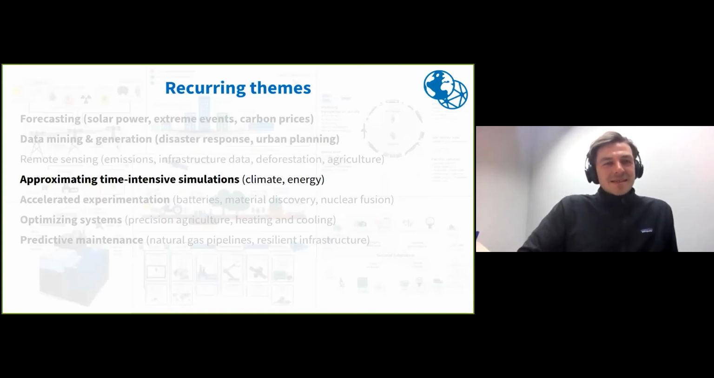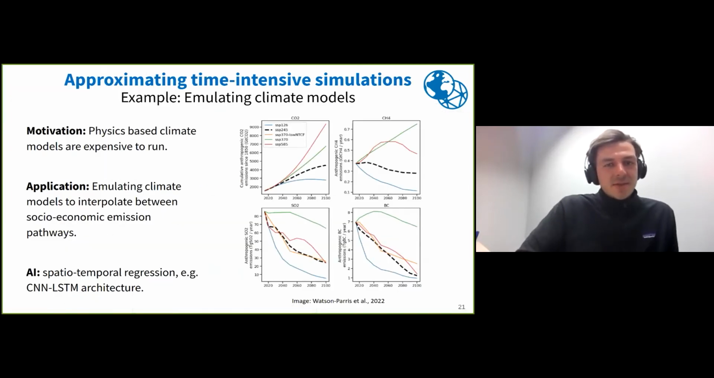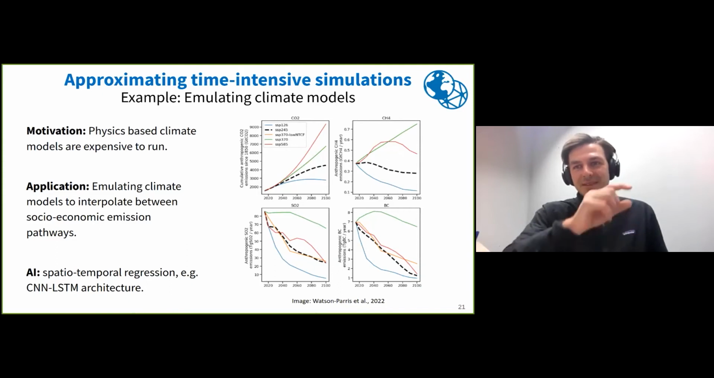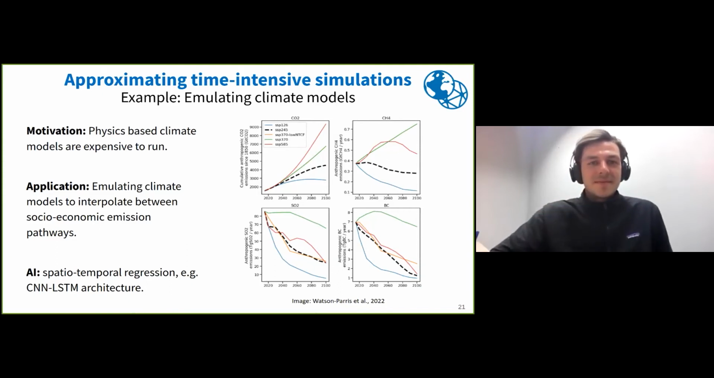So the next topic is approximating time-intensive simulations. And the example I show here, this research that I was involved in, that's not yet published, but hopefully soon. So what we did here is, if you remember from the beginning, the IPCC report, we had different scenarios of different socioeconomic pathways, but it were only 5 scenarios. The reason why we only have 5 scenarios is that it's very expensive to calculate the climate models because they run on supercomputers, and it's just a very computationally expensive effort to do so.